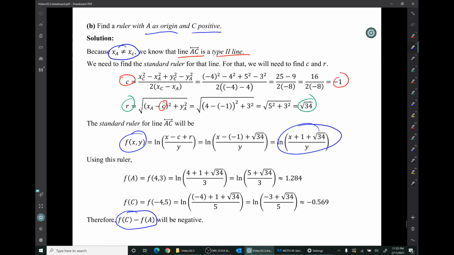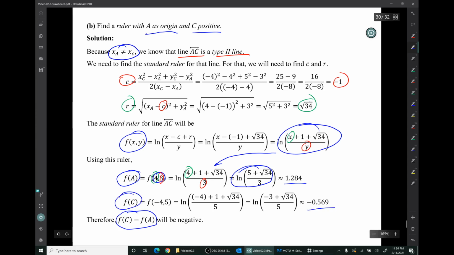We just grind it out. We compute f of A by taking the coordinates for point A and putting them into this formula. The only place for variables in this formula is here. The x goes there, and the y goes here, and we end up with this horrible looking thing, which we can just type into a calculator to get an approximate decimal for. It's roughly 1.284. We do an analogous thing for f of C, and we get that f of C is roughly minus 0.569. So in other words, f of C minus f of A will be negative.